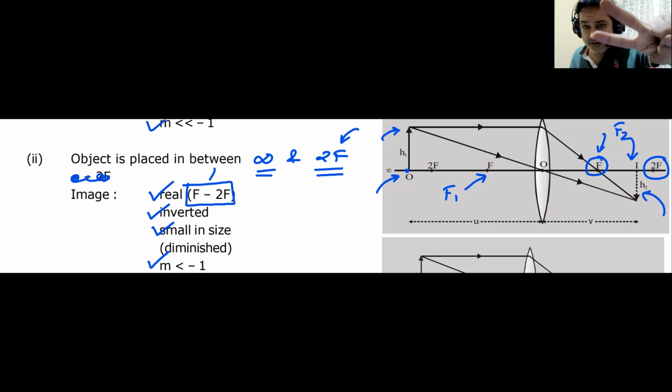Right now, we are on case number 2. In case number 2, the object is placed beyond 2F, or between infinity and 2F. The image is formed between F and 2F on the other side. The image is real. The image is inverted. The image is small. That is what you need to note. You need to note the diagram. You need to note all the particulars that I have ticked, and you will get a single minute to do this stuff.